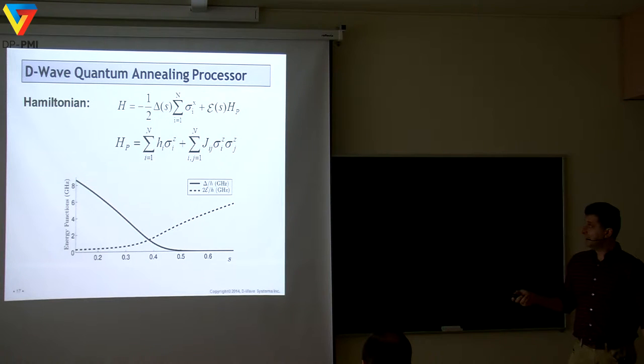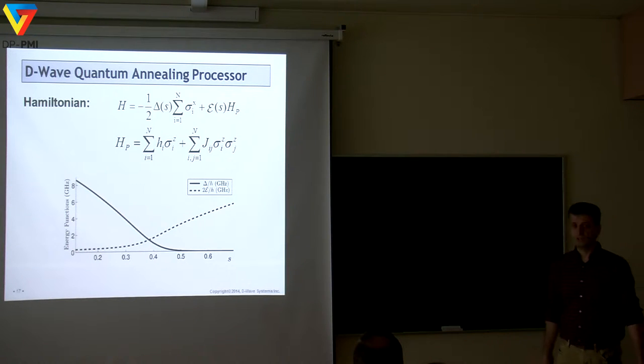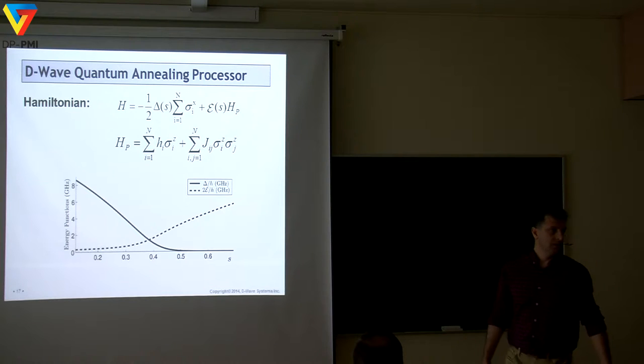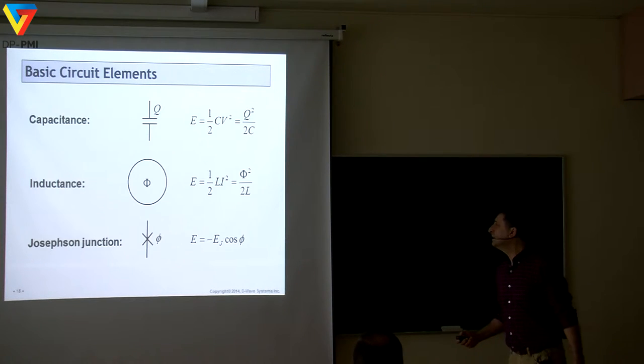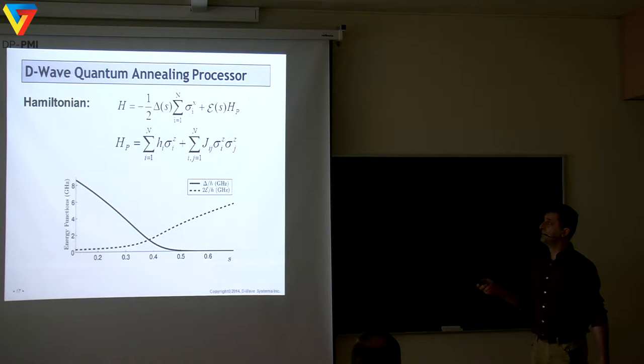But as you can see, delta starts from a very large number, 8 gigahertz, and then goes to zero. But E, which is the coefficient of the final Hamiltonian, starts from a small number, a small energy, and goes to a large energy. And it does what we expected it to do, if we build it correctly. But how can we build such a machine that does this?